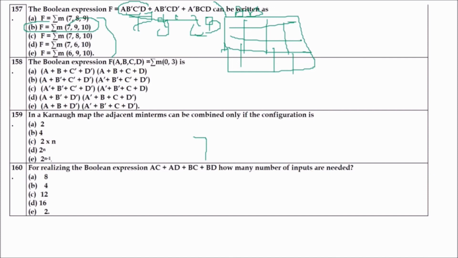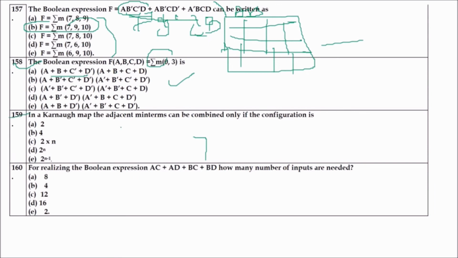Okay. Next is a Boolean expression. Now F of A, B, C, D equals sigma M03 is given by. Which one of this is correct? Again, this is the options for you. The answer is the first one. First one, the Boolean expression is given by this one. A, B, C dash D dash, A, B, C, D.